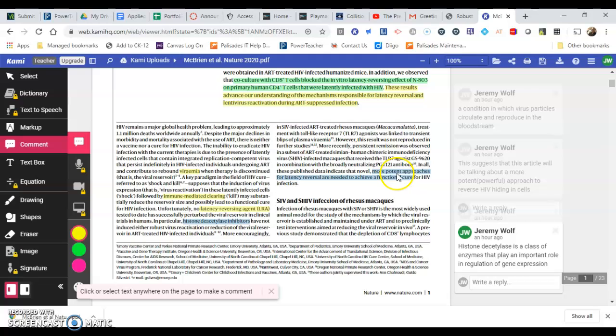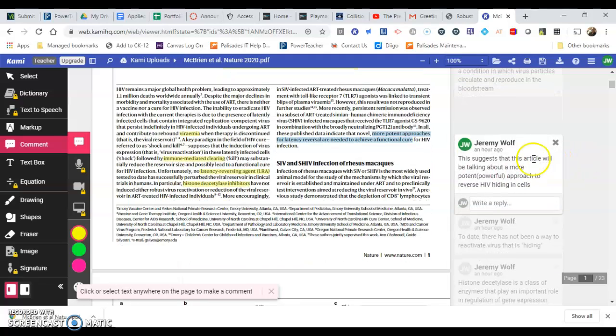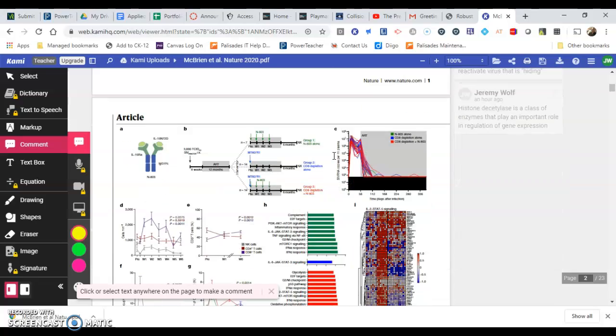And then I look over here, and so the article is going to be talking about more potent or powerful approaches to reverse HIV hiding in cells, because currently, from reading this, we do not have a current way of fixing the latency. Okay, so HIV is killed by some sort of immune system assistance, and then it goes latent, and then we have no way of getting the virus away from being latent and the person's still infected.